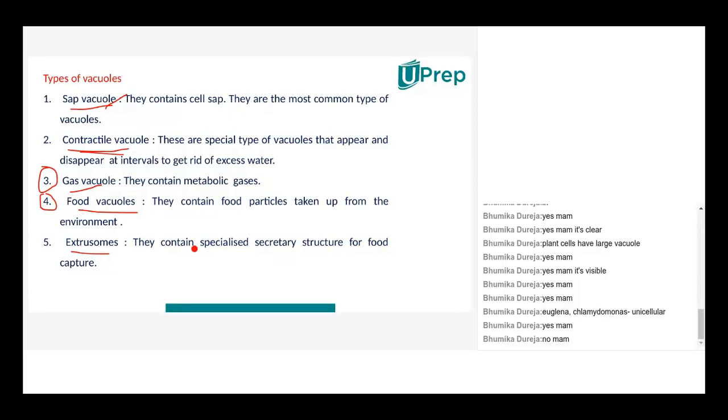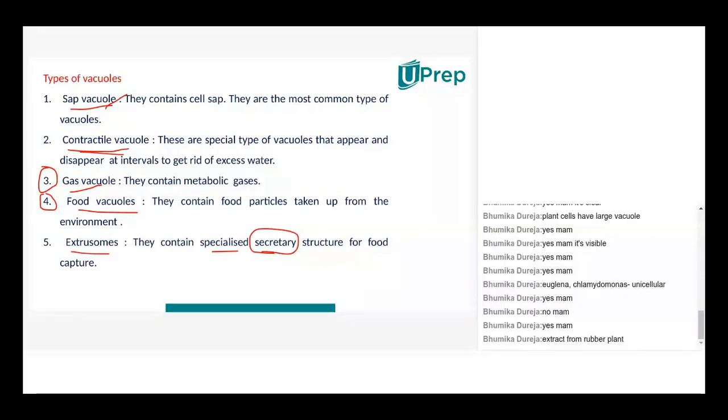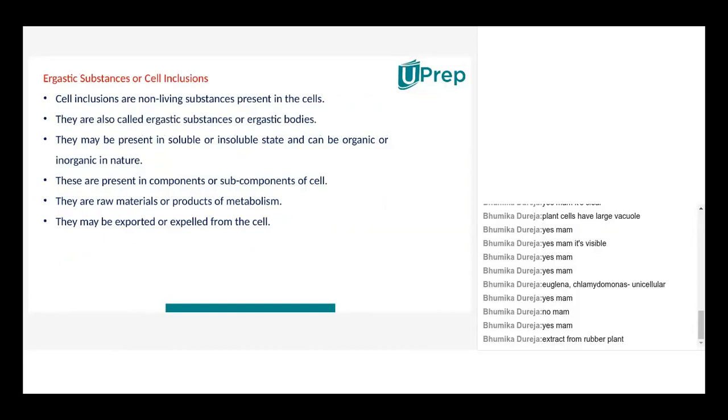Extrusomes. This is a very special kind of vacuole which will store secretory materials. What is meant by secretory materials? That is nothing but material which will be stored inside vacuoles, and such vacuoles we call extrusomes. So these are different types of vacuoles: sap vacuole, contractile vacuole, gas vacuole, food vacuole, extrusomes. Okay. Then after vacuoles, we have a separate concept called cell inclusions.